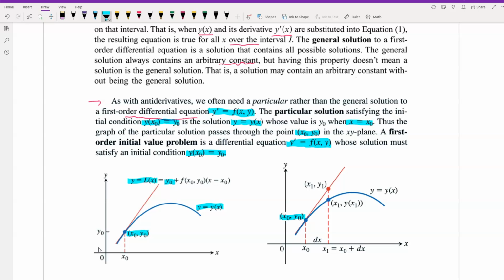Again, here we have the point x sub 0, y sub 0, and here on this part we have this point x sub 1, y of x sub 1. Here we have dx. This point is x sub 1, and here we have x sub 0. x sub 1 is equal to x sub 0 plus dx, the x sub 0 plus what we have on this part.